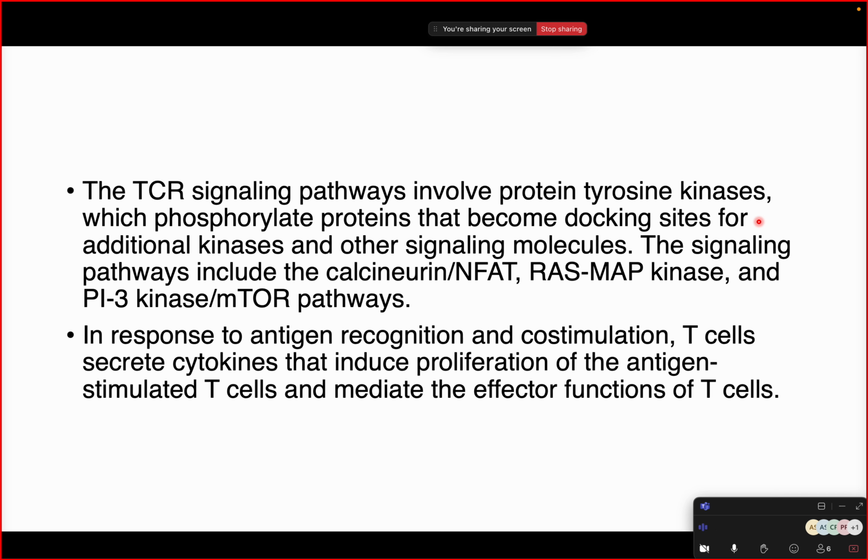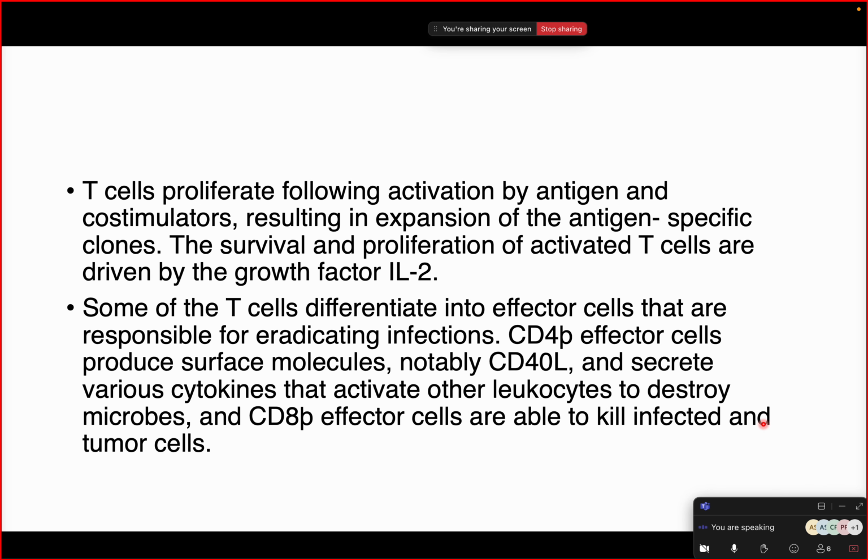In response to antigen recognition and co-stimulation, T cells secrete cytokines that induce proliferation of the antigen stimulated T cells and mediate the effector functions of T cells. T cells proliferate following activation by antigen and co-stimulators, resulting in expansion of the antigen specific clones. The survival and proliferation of activated T cells are driven by the growth factor IL-2, or interleukin 2.